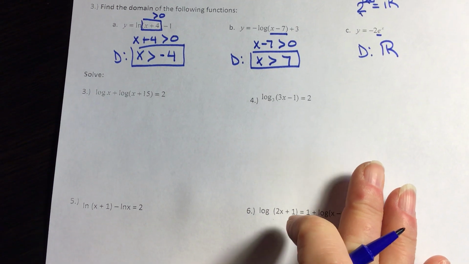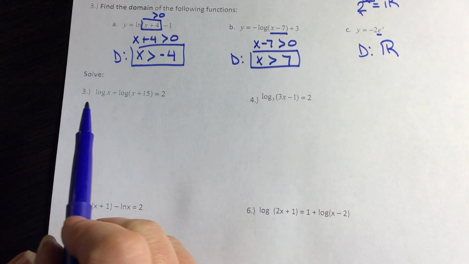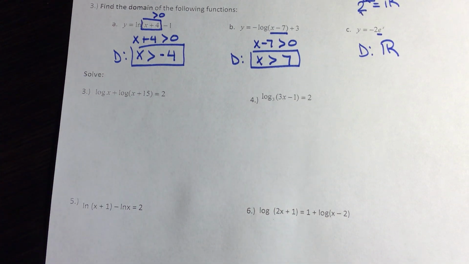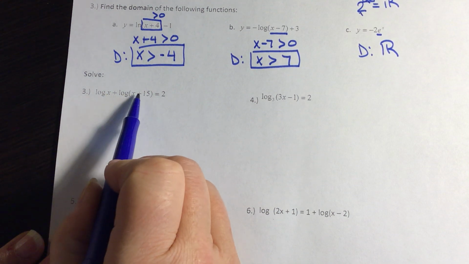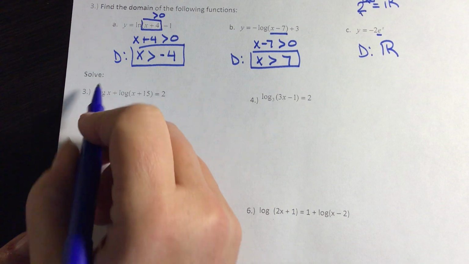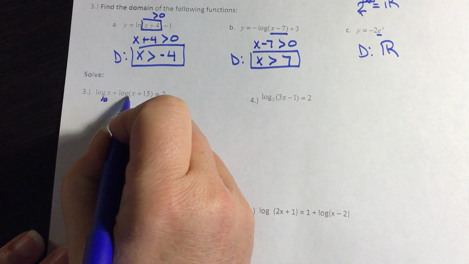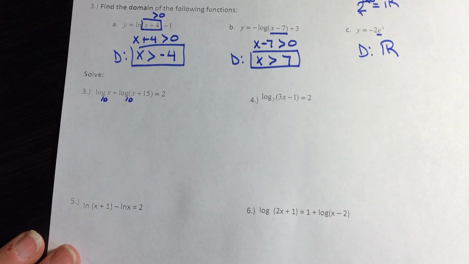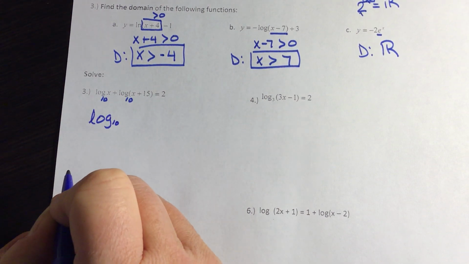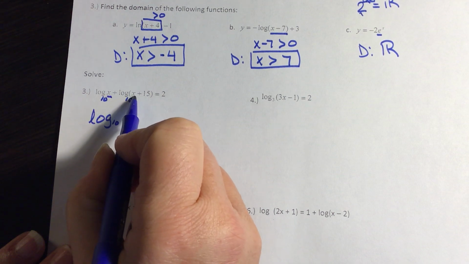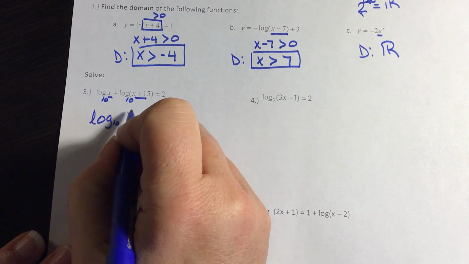Now we're going to be solving some equations. In our equations, we have to use the properties when we can. So if I notice here, I have 2 log terms. My log base here is 10. Now I can write this as a single logarithm. So if I can do that, that's what I'm going to do first. So this is going to become log, and it's base 10, of x times x plus 15.